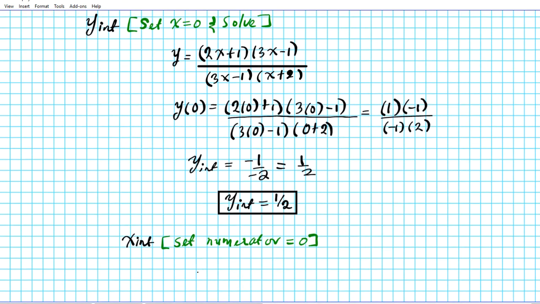So when we set the numerator to 0, we have 2x plus 1 times 3. Well, actually, we have to reduce first.